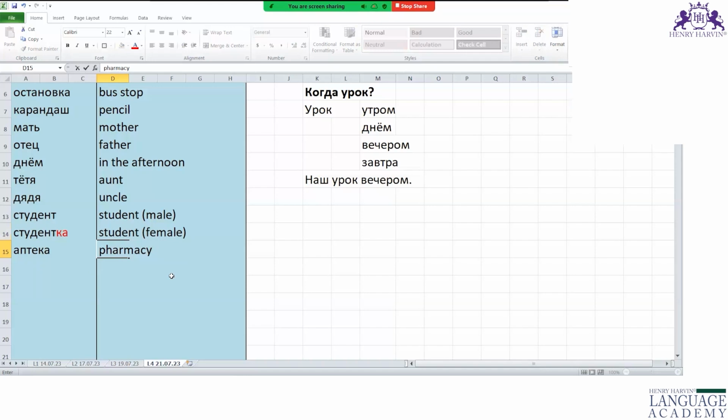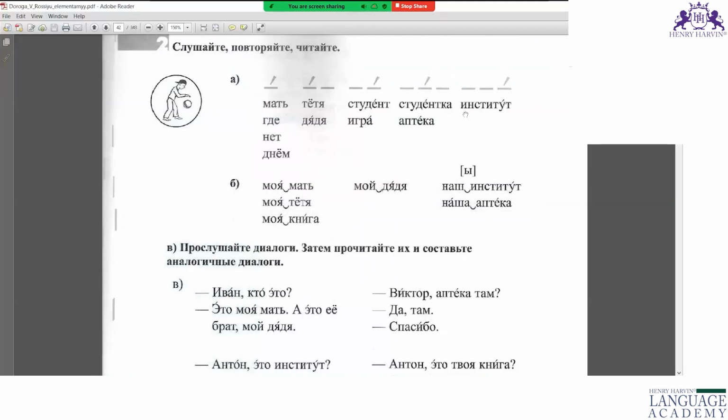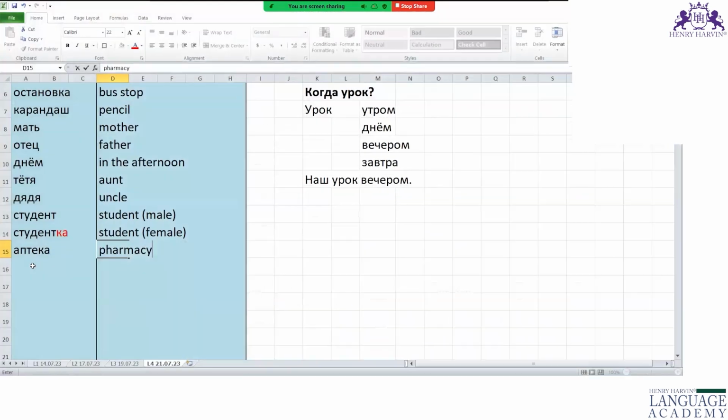Pharmacy, аптека. Аптека. And here we have letter E. Letter E is a soft vowel, right? Аптека. Okay, and then we have the word institute. Institute, like institution. Okay, so in which meaning can we use it? We can use it as a college, university.